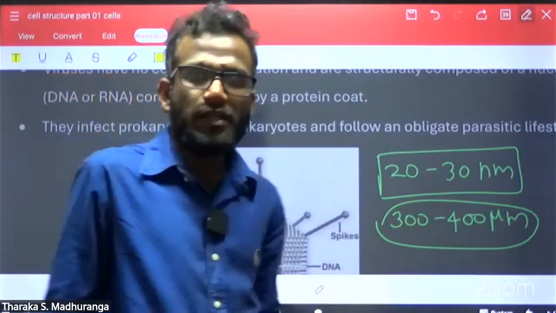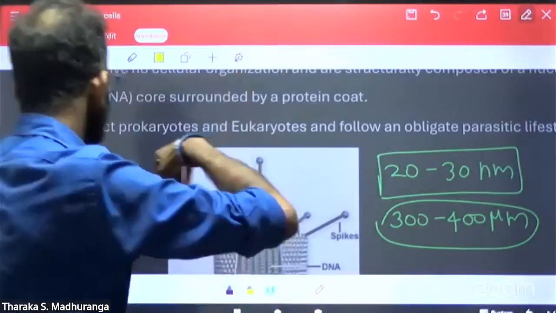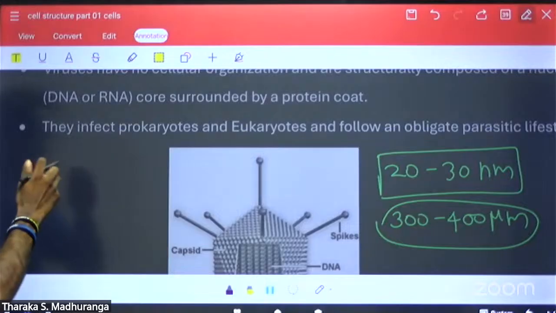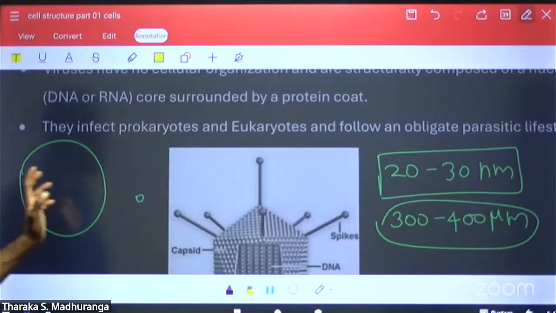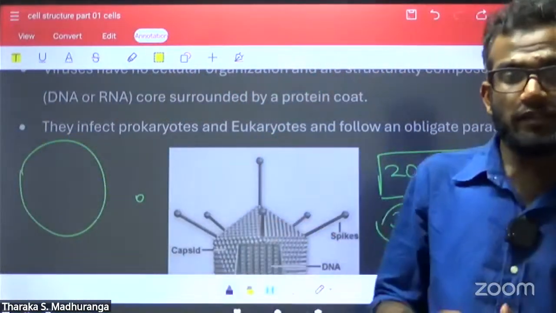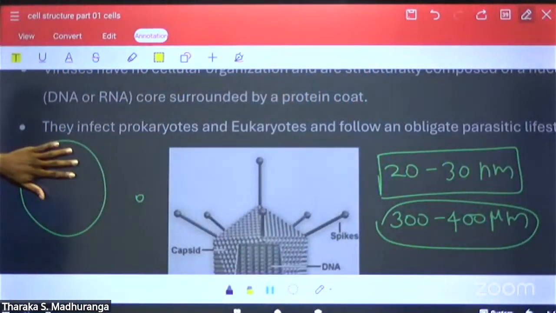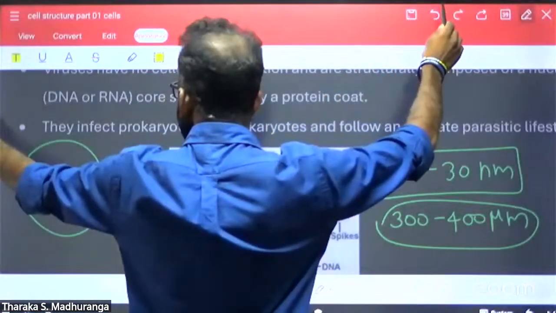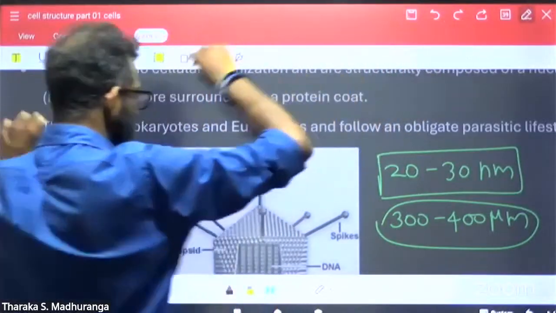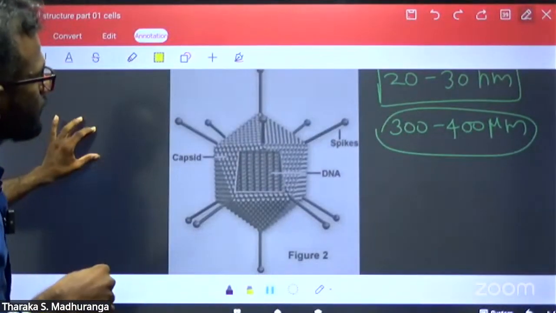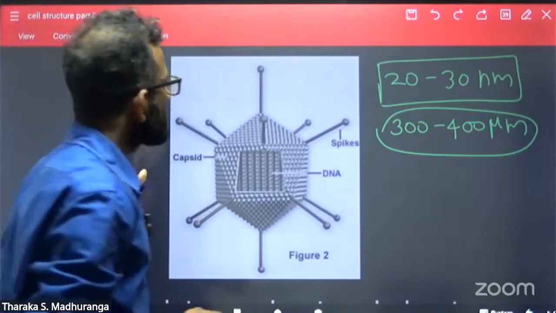If you imagine the bacteria magnified like this, the virus is very small. Viruses are very small, and their internal structure is like this. This is the internal structure of a virus. You can see it.